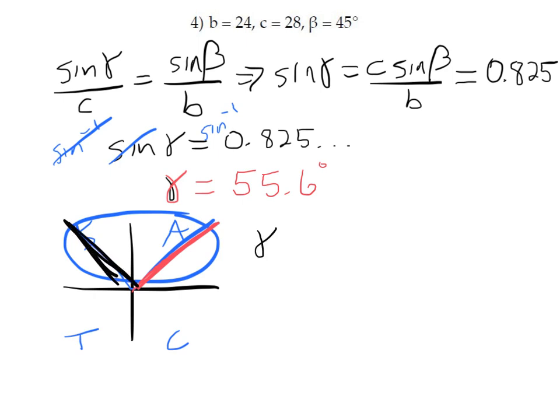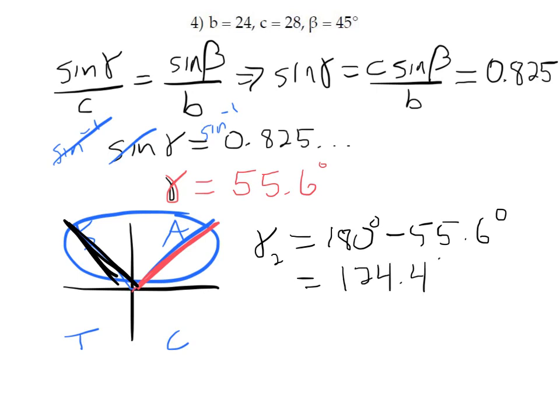Okay, the other one though is this angle. That angle, gamma 2, would be 180 degrees minus 55.6 degrees. And that gives us 124.4. Now that might not be possible, but we do have potentially two triangles here.